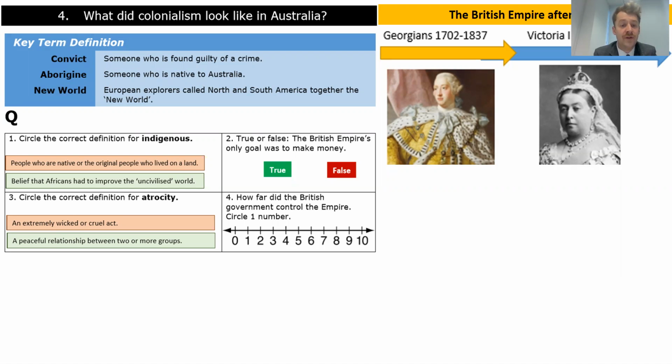Okay, guys, so hopefully by now you've got to lesson number 4 and you'll see we have our 3 key definitions, which are convict, Aborigine, and New World. So I want you to really focus on understanding those words and have a good base for moving forward with this lesson. And you have the Quizlet there as well. Now, in terms of time for the Quizlet, pause the video when I finish speaking and take as much time as you need, so it could be between 5 or 8 minutes to complete the Quizlet, we will then go through that. So you have 2 definitions, a true or false, and how far did the British government control the empire task to do. So if you pause the video now and get started with that.